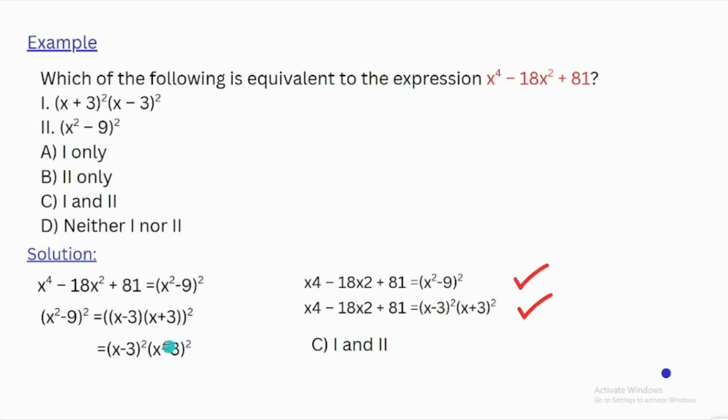So since there is a multiplication, we can put a square here and here for the two parentheses. We find that the expression he asked for, he gives me x squared minus 9, the quantity squared. This answer is true. And also he gives me x minus 3 squared times x plus 3 squared, and this is the first answer. So C will be the correct answer to choose, because the two answers are right.